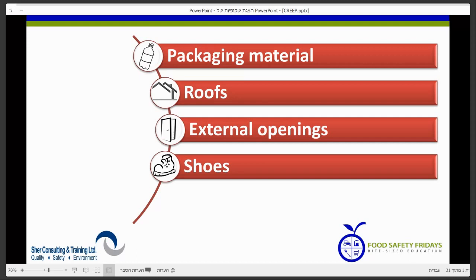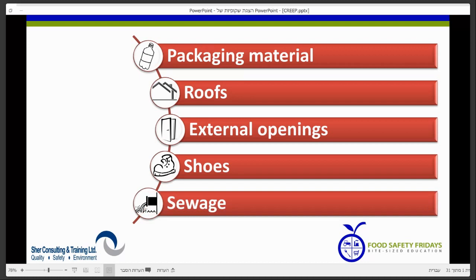But do make sure that shoes are not allowing environmental pathogens to enter the plant. And finally, sewage. Our sewage system must be made in such a way that if there's ever a backup or stoppage, it cannot find its way back into our sanitary equipment. And we need a very, very good PRP to manage sewage, because sewage does contain human waste, and it is full of environmental pathogens.